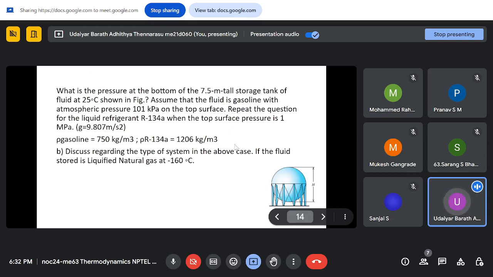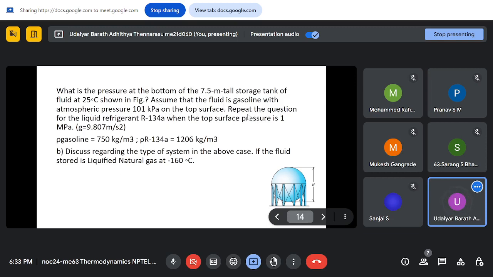So the next one is to find out what is the pressure at the bottom of a 7.5 meter tall storage tank of fluid at 25 degrees Celsius. You have a storage tank, a circular tank, which is given here. So this is an example. You are saying the pressure at the bottom of this 7.5 meter tall storage tank, so H is 7.5 meter. Assume that the fluid is gasoline with atmospheric pressure 101 kilopascal on the top surface.